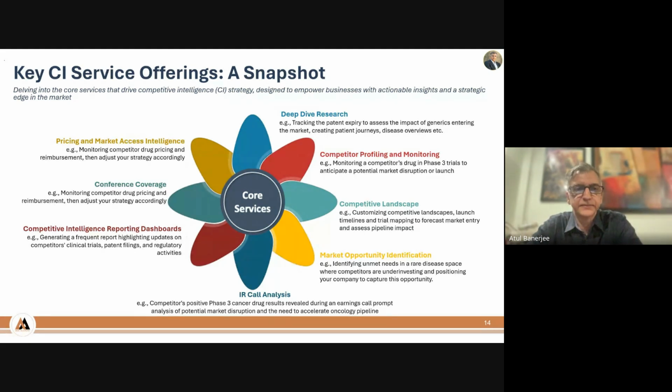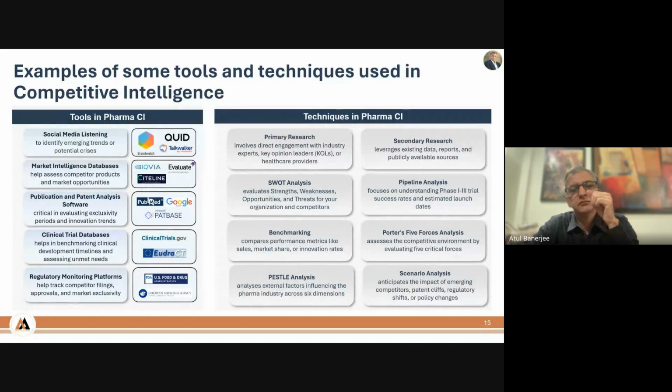Let's go to the next slide. Some of the tools and techniques. So on the left there, you see a number of tools. So we do use technology. We monitor what's going on in social media, because pharmaceutical companies have entered that world as well.